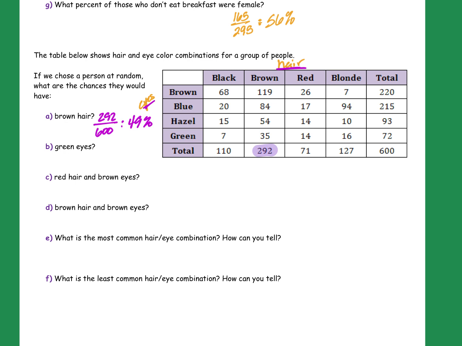So green eyes, where's green eyes? Green eyes, the total number of people who have green eyes is 72 over 600, which gives me 12%. Carlos, does that make sense?